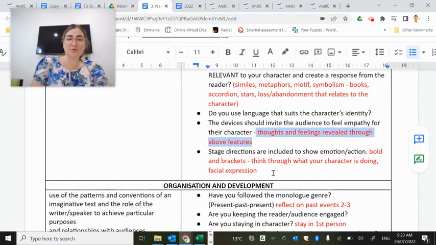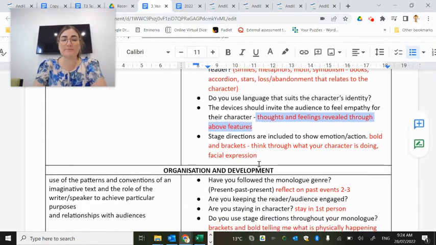Stage directions are really important. Make sure they're in bold and brackets. Think through what your character is doing while they're thinking, and you can indicate what facial expressions you're using, hand gestures, things like that. If this was like a script given to an actor, they would know what they should be feeling or overtly showing in their expression in their face and what they're actually doing.